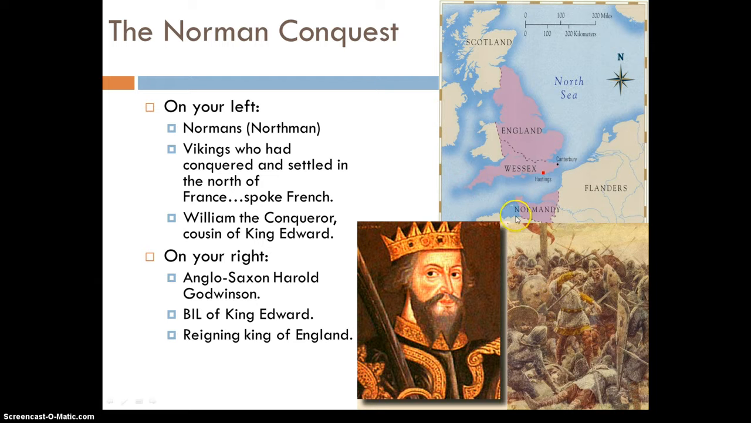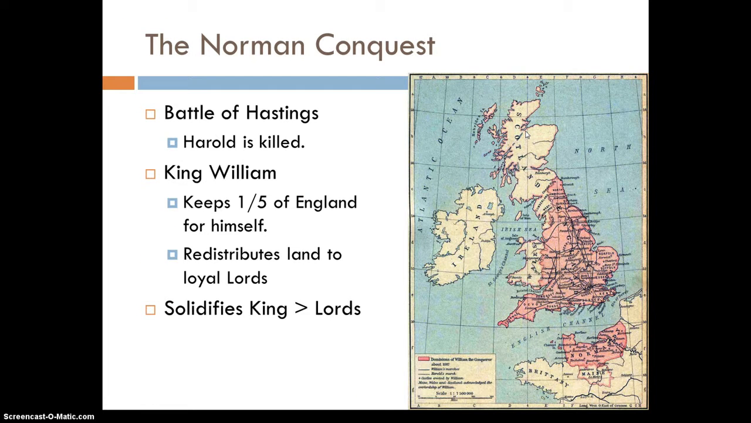William of Normandy was from here. It is on the northern coast of France. He's actually a descendant of Vikings, and he spoke French, so it would be odd for him to be an English king. Whereas Harold was from England, spoke English, but not quite as powerful as William the Conqueror. They fought at the Battle of Hastings, in which Harold is killed.